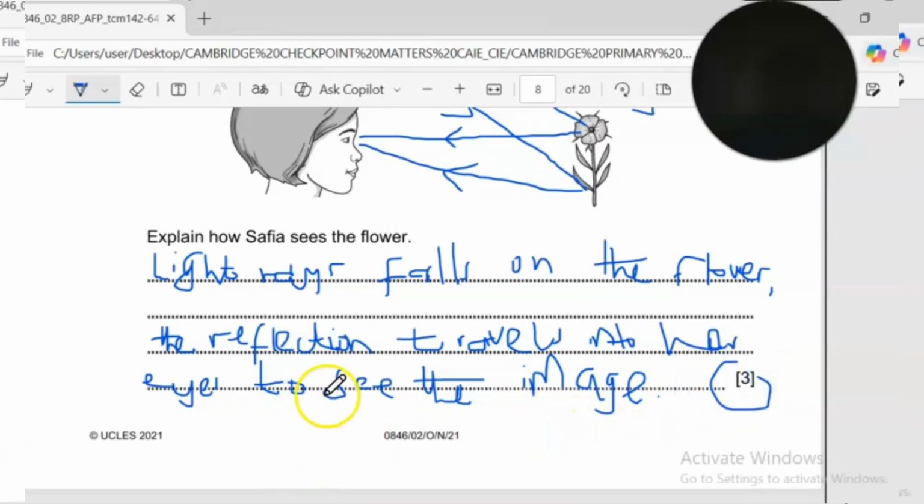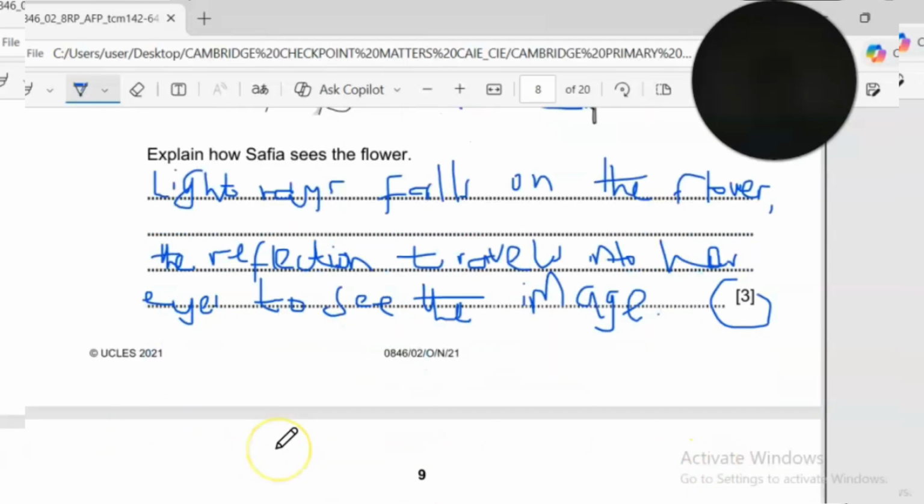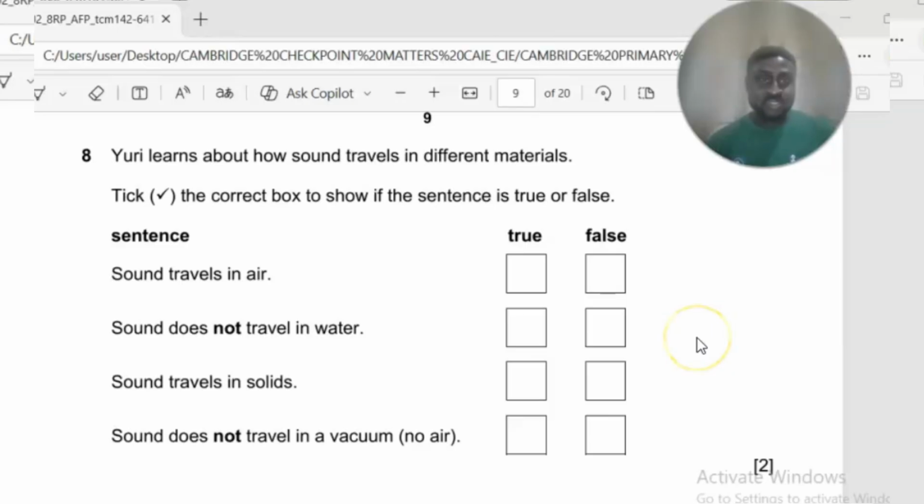And simply put, you can just say Sophia sees the flower due to the transmission of the image of the object or flower when light falls on it. As simple as that. All right, I hope this helps. Moving on to question 8.